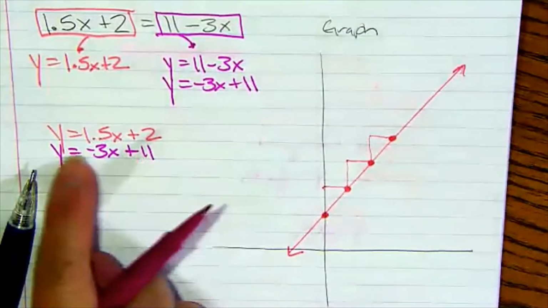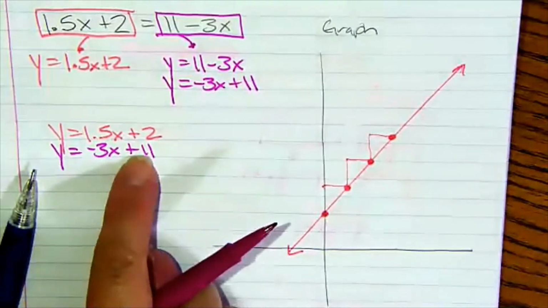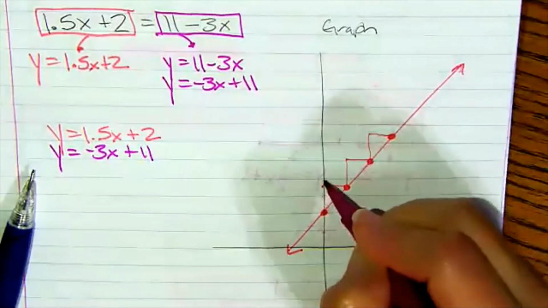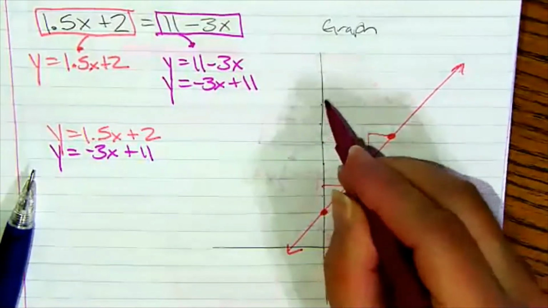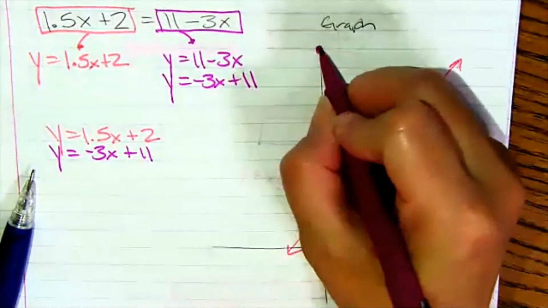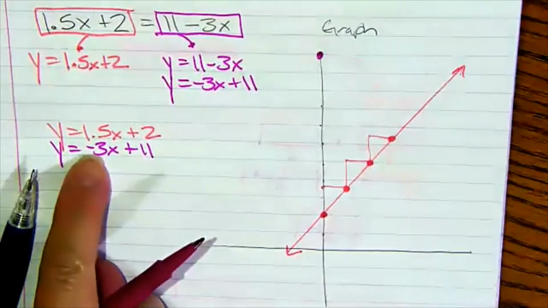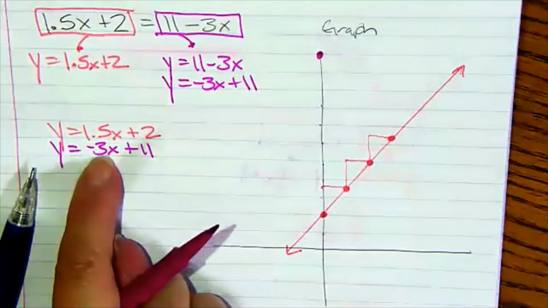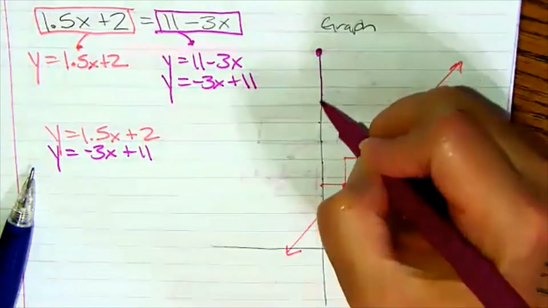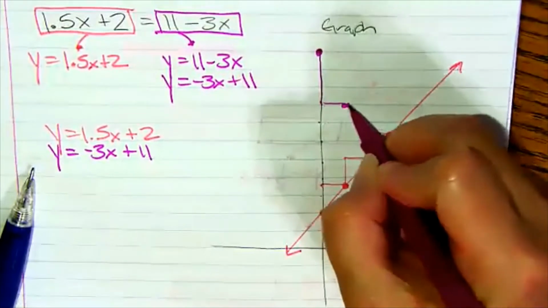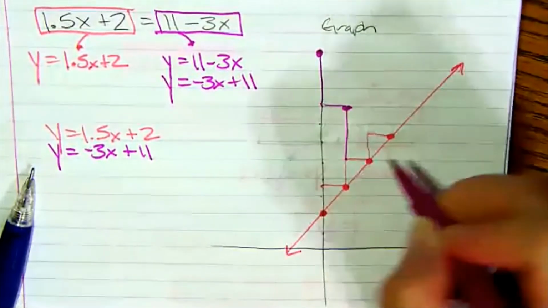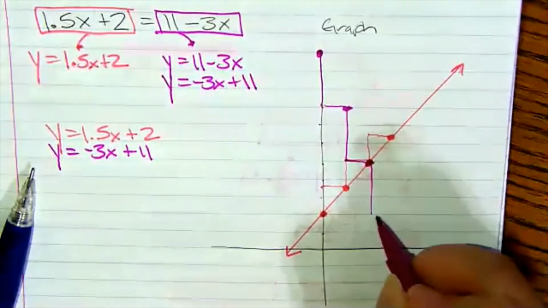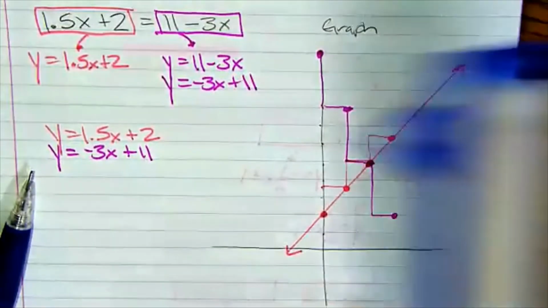Now, let's take a look at our second equation. My y-intercept is 11. 1, 2, 3, 4, 5, 6, 7, 8, 9, 10, 11. My slope is negative. It's going to go down. And I'm going to go down 3 over 1. Down 3 over 1. Down 3 over 1.